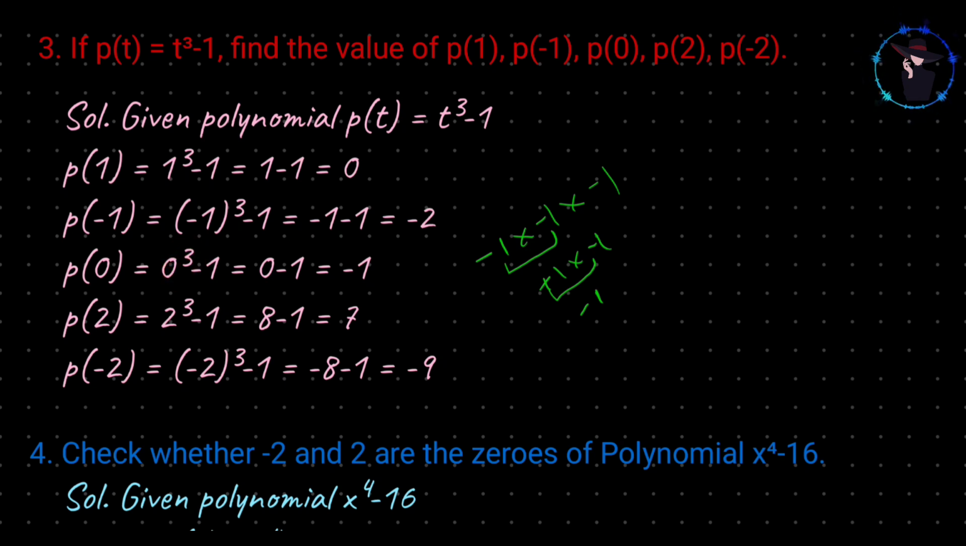0 cube is 0, minus 1, we got minus 1. 2 cube is 8. 8 minus 1, we got 7. Again, cube is 8, but power 3 makes it minus again. Minus 8 minus 1, minus 9. That's it. Next question.